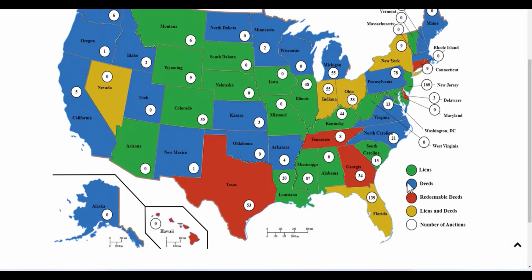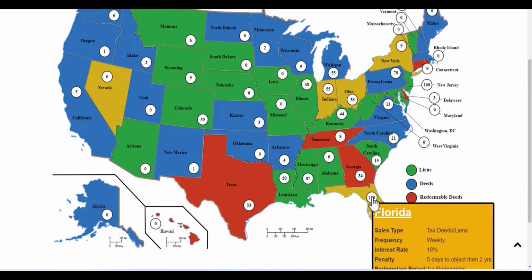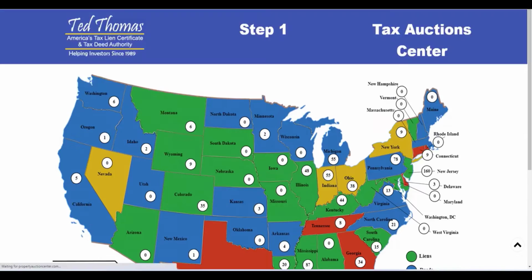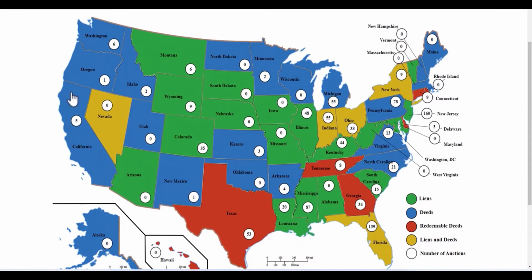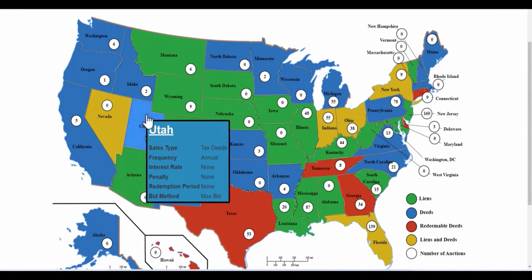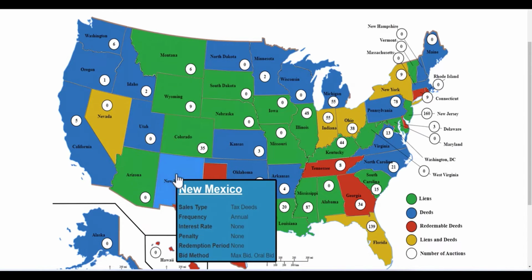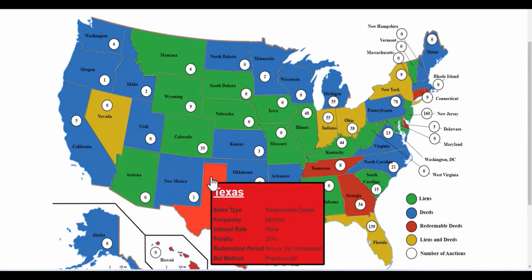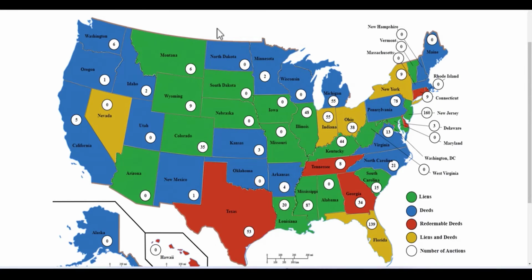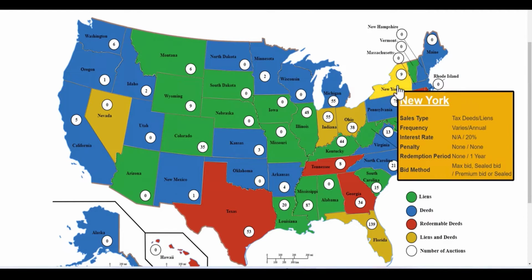To do that, I'm going to show you briefly that there are thousands of tax defaulted real estate properties across the 3,000 plus counties in the United States. This is quite interesting. You're looking at the Ted Thomas Magic Interactive Map and Auction Calendar. It changes every day. Now, I created the calendar and the map so I would know how many auctions are taking place every day in the United States.